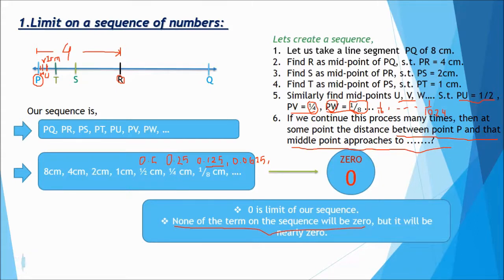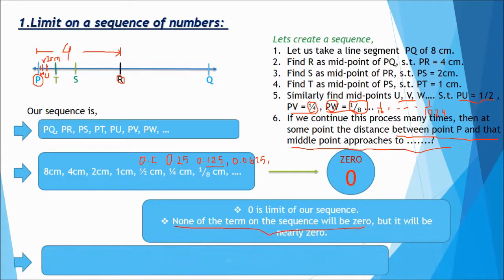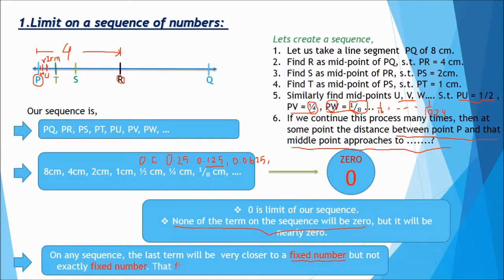Now let's see, let's make everything clear. On any sequence, the last term will be very close to a fixed number. In our sequence, it is very close to 0, but not exactly the fixed number. It approaches. It will be very near to a fixed number, and that fixed number is the limit of a given sequence.